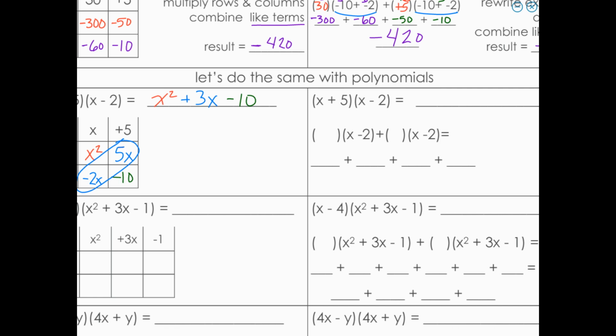So on the distribute side, this second parentheses has been written twice. Now we're going to rewrite what's in the first parentheses.